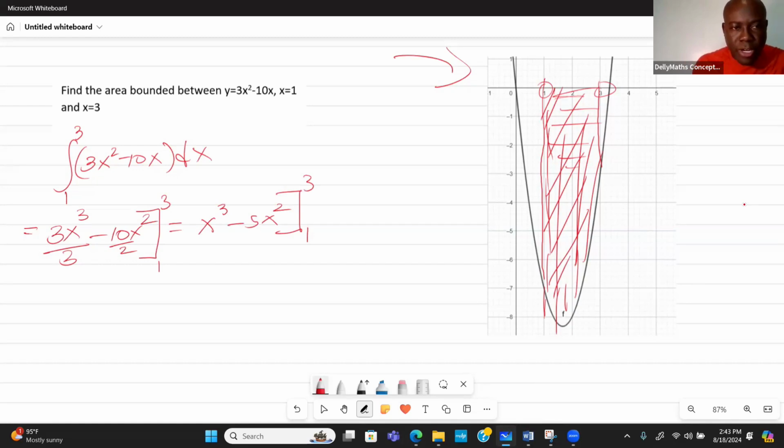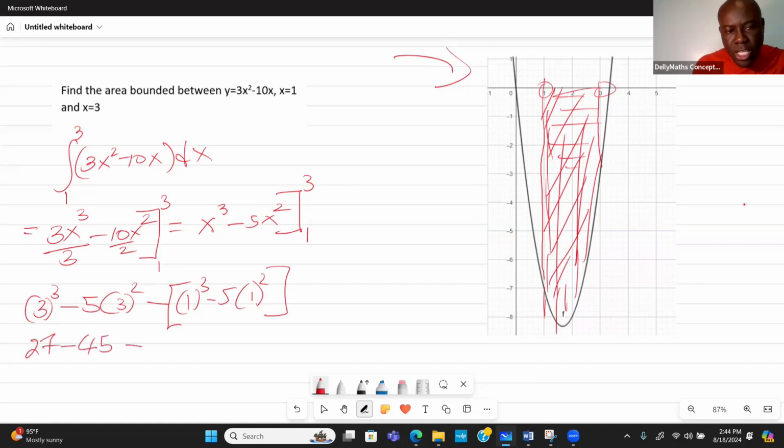We're going to substitute the upper limit now, which is 3. So it's going to be 3 raised to the third minus 5 times 3 squared. And we're going to take from that 1 raised to the third minus 5 times 1 raised to the second power. All right, so let us see what we actually have. 3 raised to the third is 27. And this is going to be 9, this is going to be minus 45.